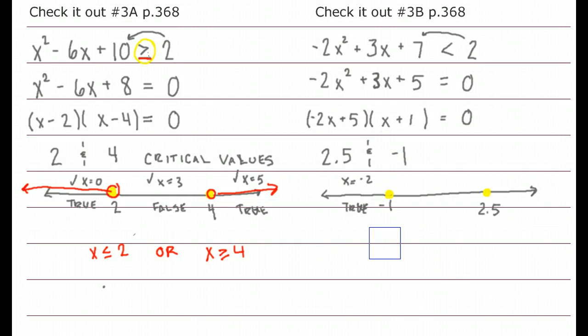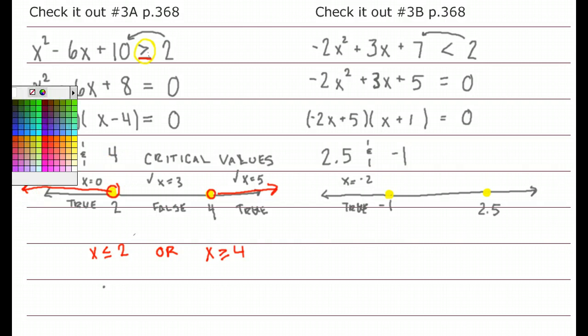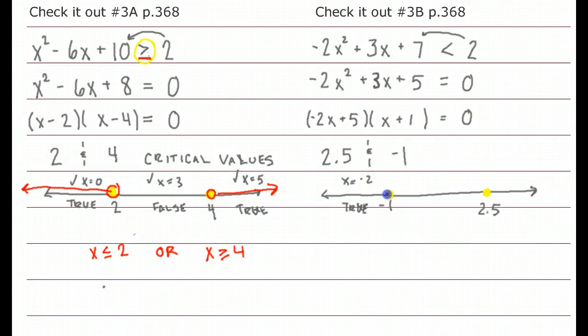So if that's true, that means my solution includes all the values less than -1. So I'm going to draw an arrow indicating all the values less than -1. And in this case, not including. So I'm going to do a little erasing here. I'll have to redo this, but there's supposed to be an open circle at the value -1. So this is an open circle, not a colored in circle, which indicates that -1 is not part of my solution. So it's all values less than -1.